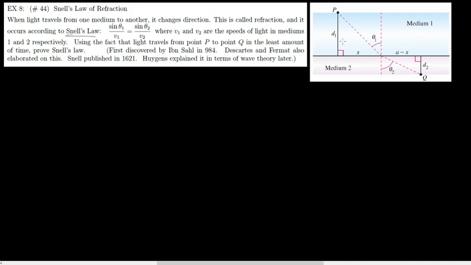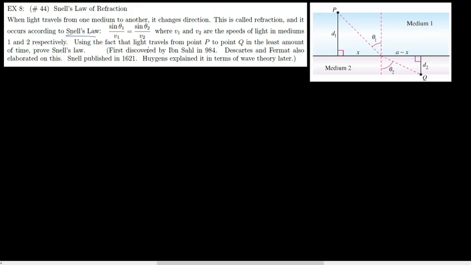It obeys this equation here, where theta 1 and theta 2 are these angles, and V1 and V2 are the speeds of the light as they travel through the two mediums. So V1 is the speed through this medium, the blue one up here, and V2 is the speed through this little pink medium down here, right? So yes, light travels at different speeds in different mediums, and let's not get into why that is, but that's a fact of nature, right?